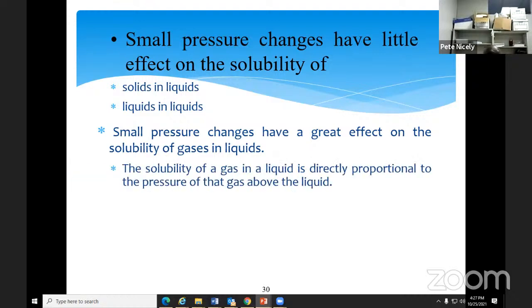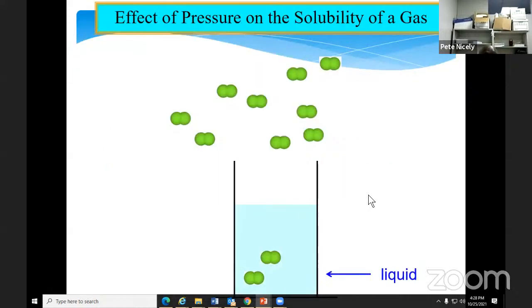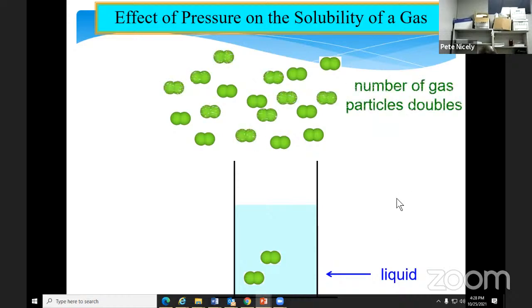In fact, it turns out that the solubility of a gas in a liquid is directly proportional to the pressure of that gas above the liquid, right? So basically, what we're saying here is that if you were to double the pressure of the gas above the liquid, then that also doubles the solubility of that gas in the liquid. So just to demonstrate this, let's say you have this liquid here and you have this gas, looks like chlorine here. And let's say all of a sudden you double the pressure by doubling the number of molecules of the gas above the liquid surface. Well, what that means is that the amount of molecules will be doubled within the liquid itself.